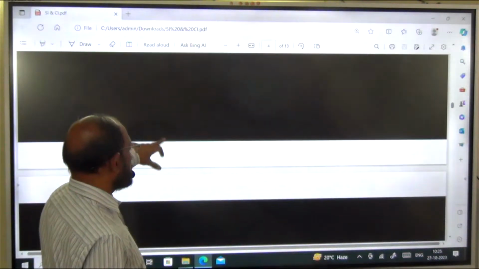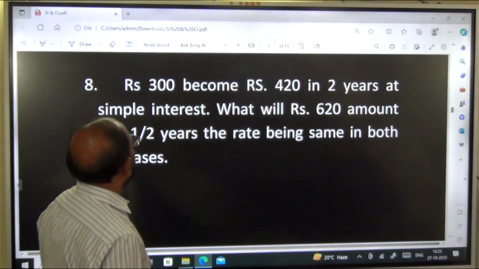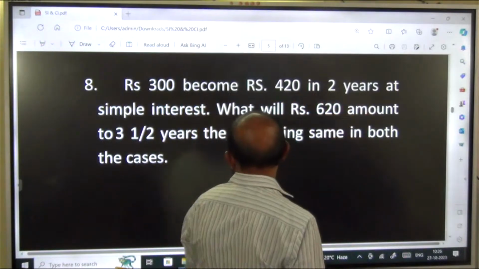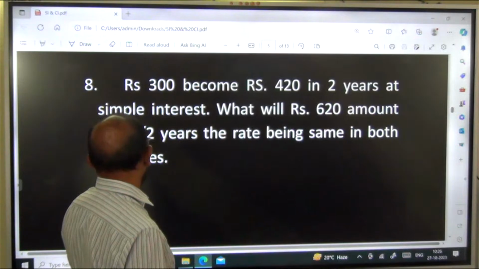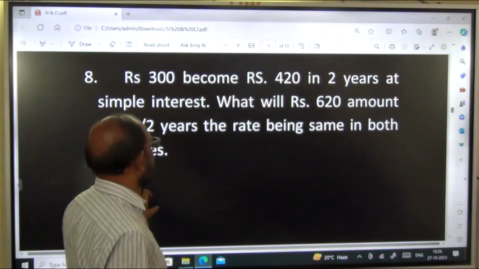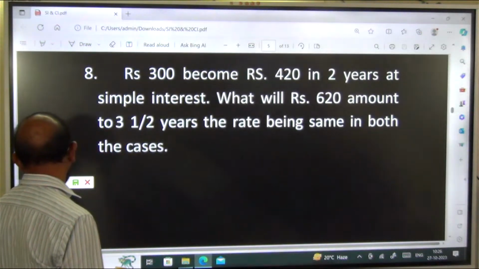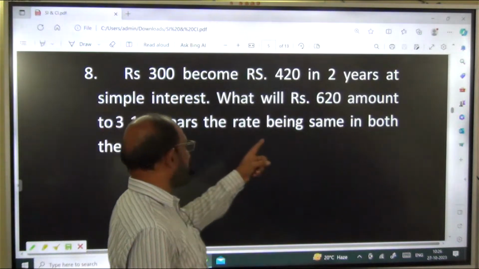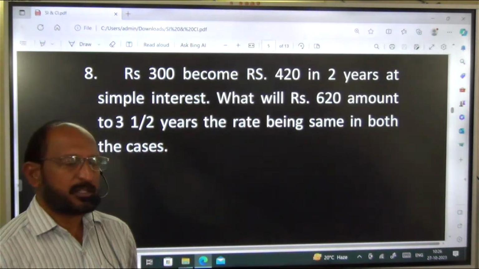Next, another type you will see. 300 becomes 420 in 2 years at simple interest. What will 620 amount to in 3.5 years, the rate being the same in both the cases? So we have to first find the rate of interest, then apply that for the second case. Case 1, case 2, two are there, then we have to find out.